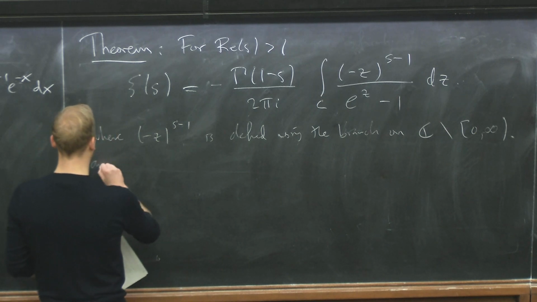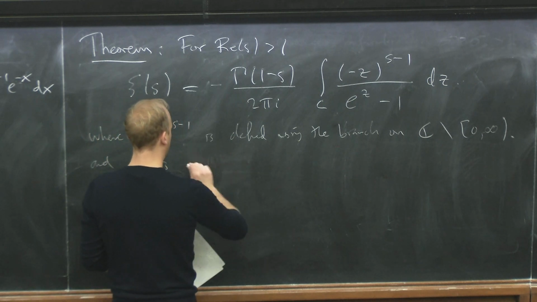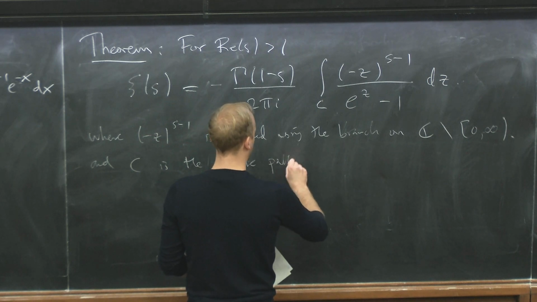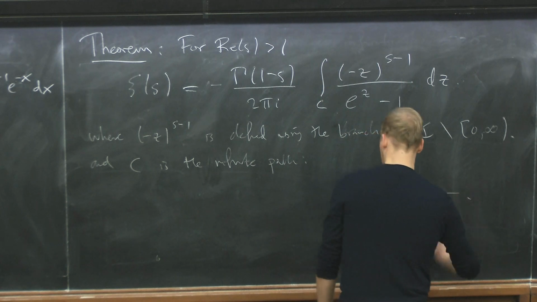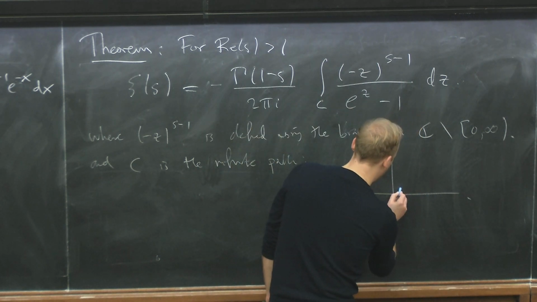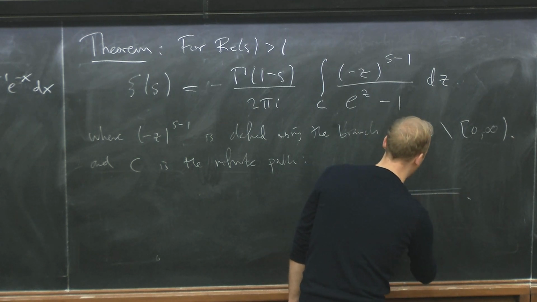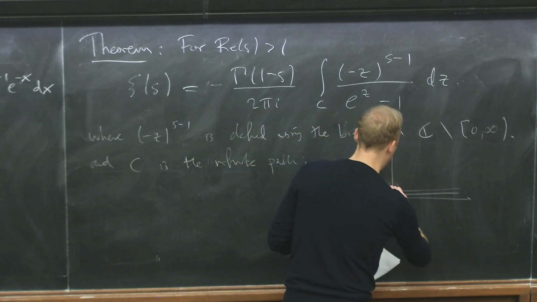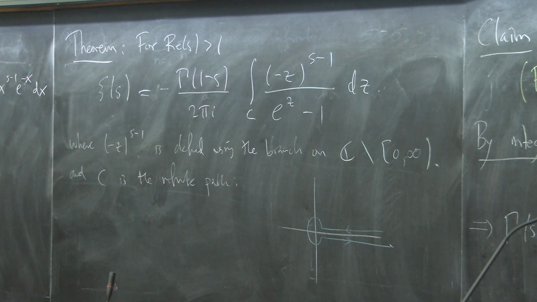And C is the infinite path given in the following picture. It's the infinite path that goes essentially around a circle, but then it goes out along the axes, and it goes in this direction. You have some infinite path, and you have this integral.